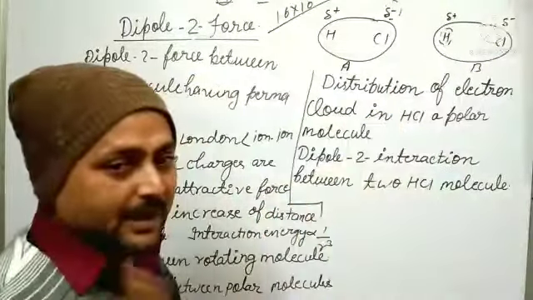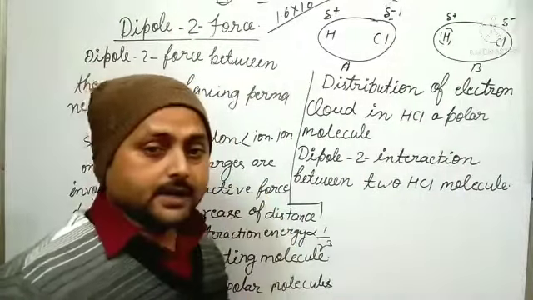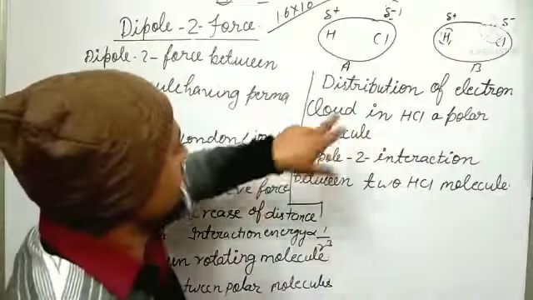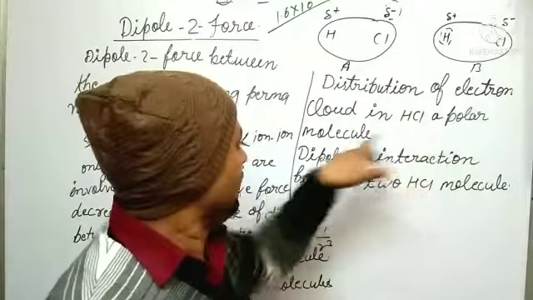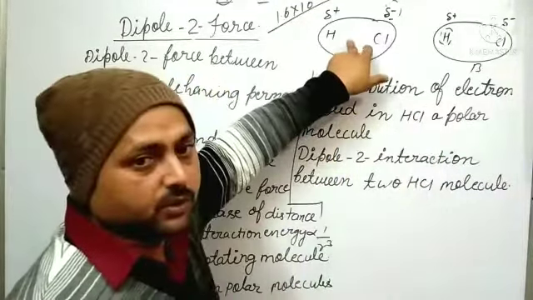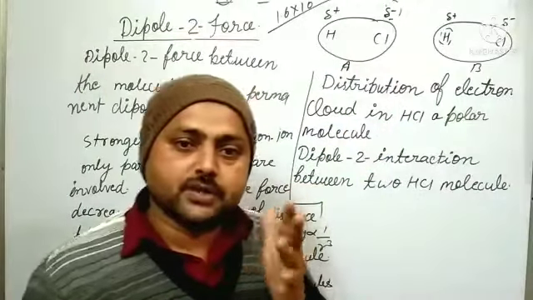Yes, you might be getting my point. I tried here. You see what is happening here: the distribution of electron cloud in HCl, a polar molecule. So it is a polar molecule, so the electron distribution will not be the same.